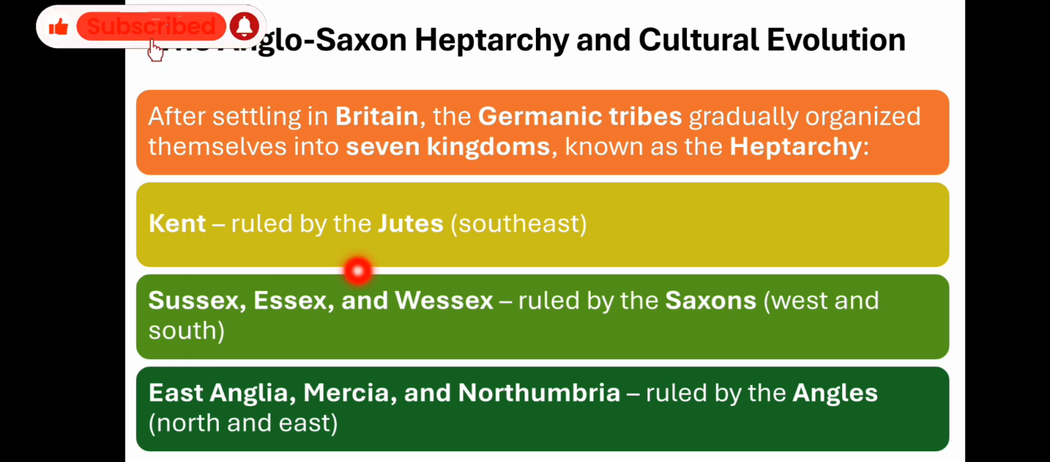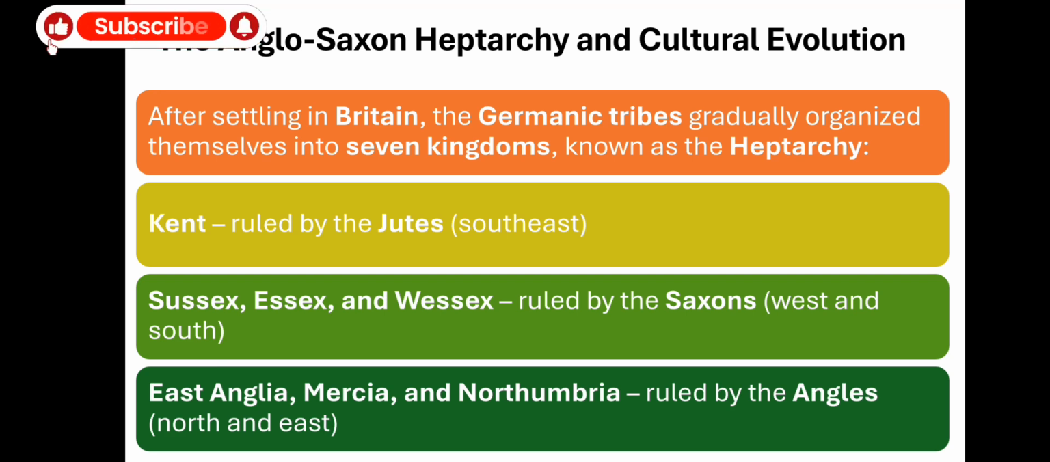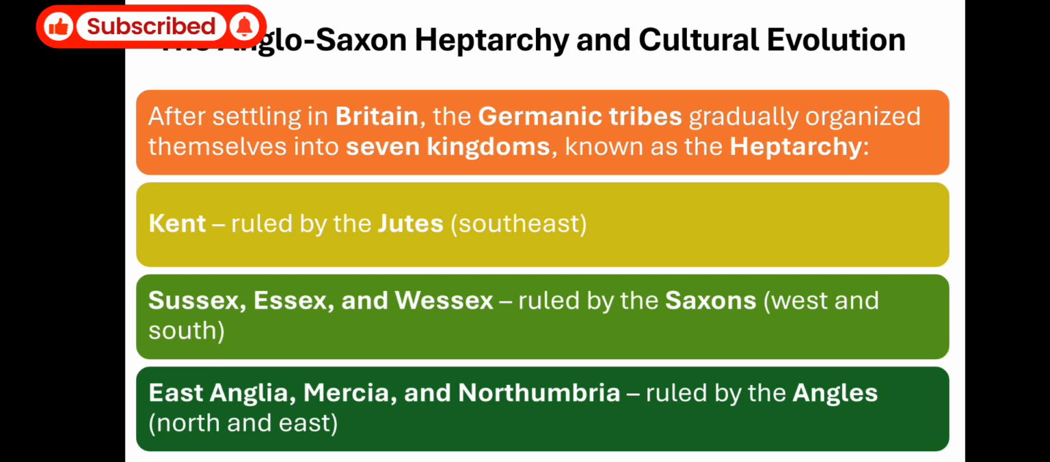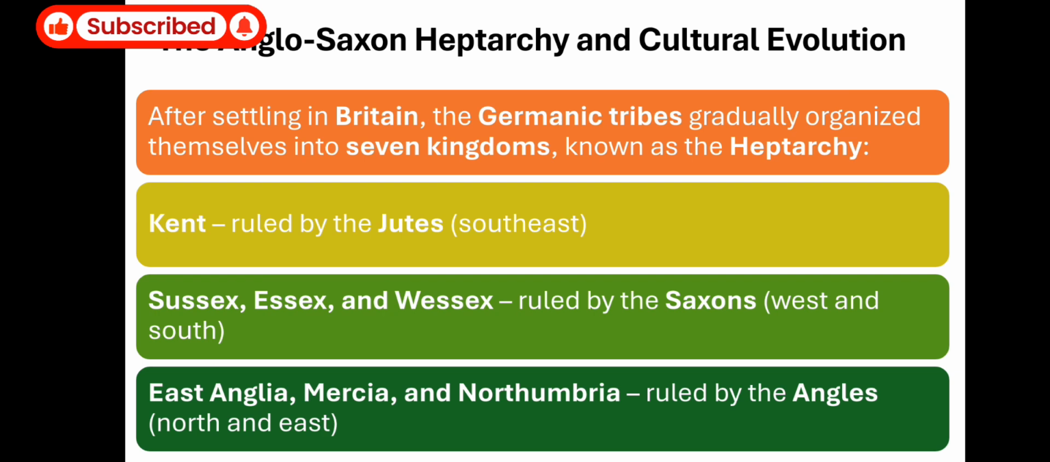So you can see here the 7 kingdoms. One is Kent, second Sussex, Essex, and Wessex, that is 4, and then we have East Anglia, that is number 5. And then we have Mercia, the 6th, and then Northumbria, the 7th one. These 7 kingdoms were ruled by different tribes who invaded from the North Sea, or continental Europe, and settled in Kent, Sussex, Essex, Wessex, East Anglia, Mercia, and Northumbria. So this is the overall detailed map of Anglo-Saxon settlement.